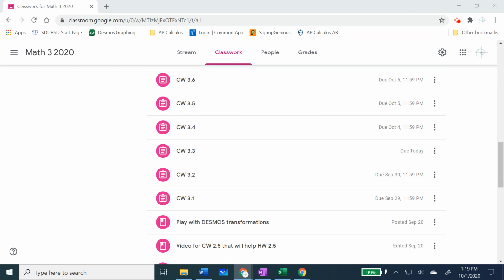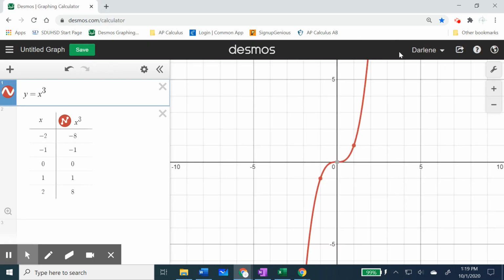Oh, I put my Desmos over there. I'm going to grab you, my little Desmos friend.